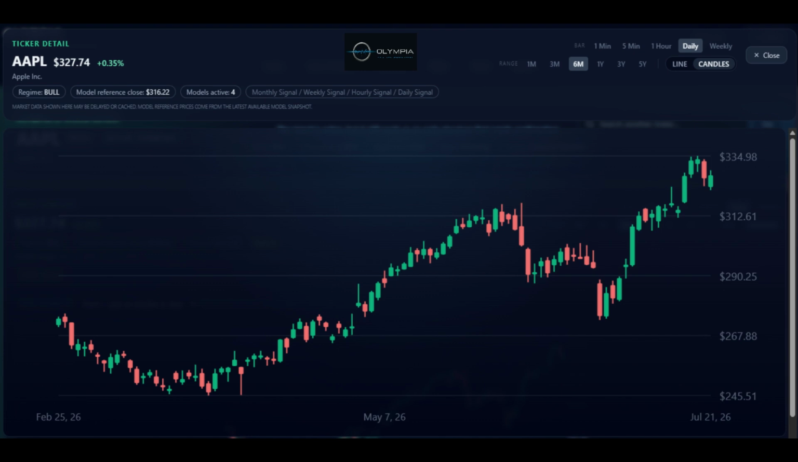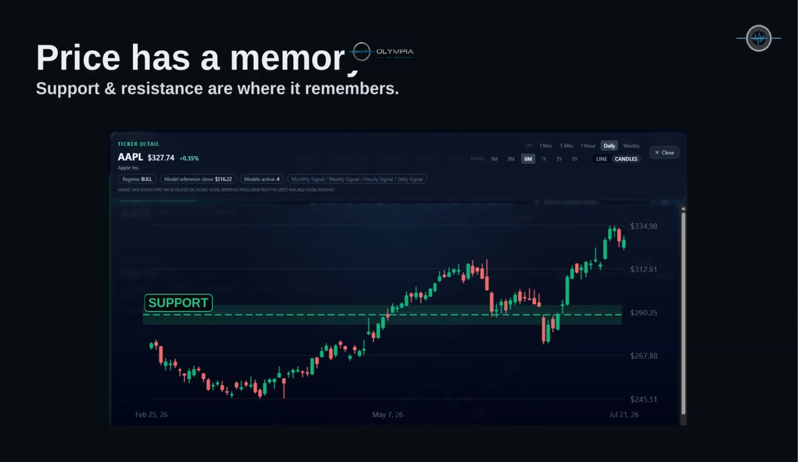Pull up any chart, and it looks like noise. Random candles. No rhyme or reason to it. It isn't. Price has a memory, a handful of prices the market keeps returning and reacting to. The moment you can see them, the whole chart makes sense. Those are support and resistance, the only levels that actually matter.